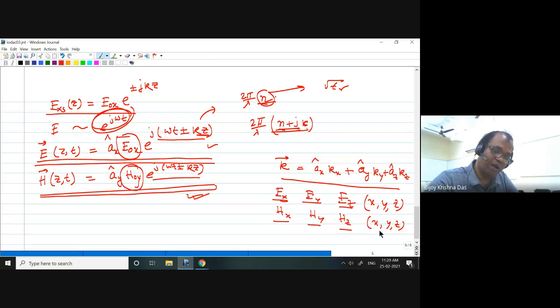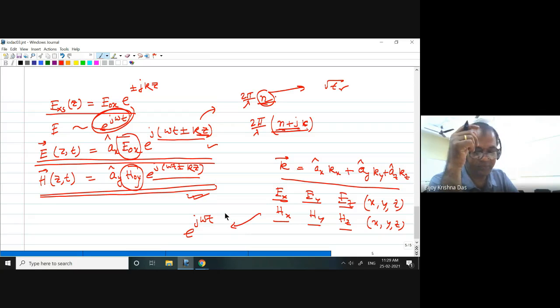But another thing you should keep in mind is that all of them are space dependent, and if they are originating from a single frequency, you can assume that each of them is oscillating with the same time constant, the same time function. That means a harmonic function, e to the power j omega t. Omega is the frequency. So you have to keep in mind that I have to handle 6 different components: Ex, Ey, Ez, Hx, Hy, Hz.